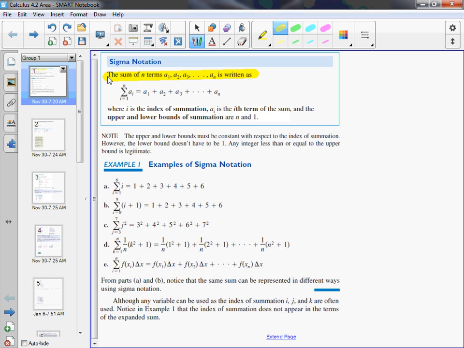It means this. If we have several terms, all right, now you need to look at this. We start with the sigma itself.